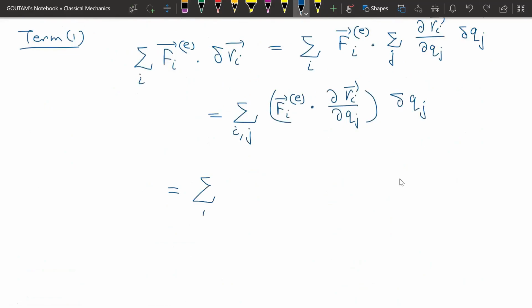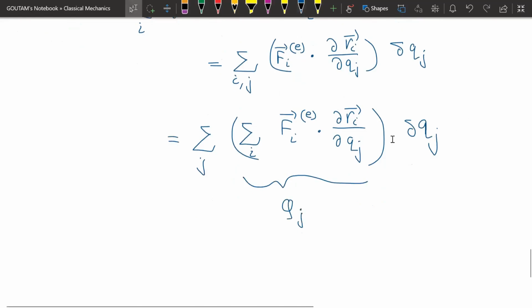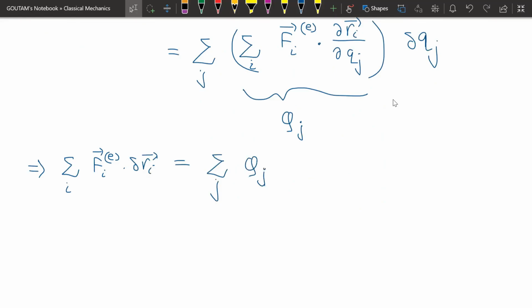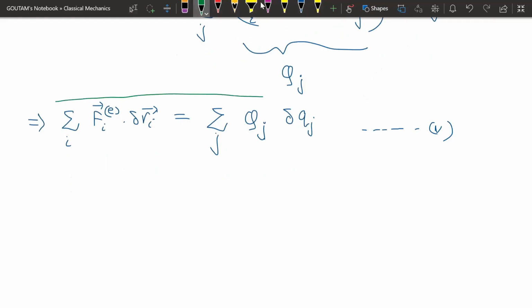Now I can write this term as the sum over j of delta qj times the sum over i, because i and j are independent indices. And this term we will write as Qj. Then the equation becomes: the sum over i of Fi external dot delta ri is equal to the sum over j of capital Qj delta qj. Let's call it equation 5. We will use this equation later.